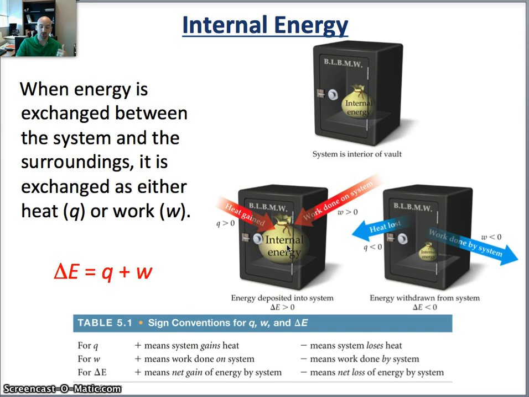Okay, so this means that we can describe delta E as just equal to Q plus W. All right, so if heat is added to the system or work is done on the system, the internal energy increases, whereas if heat is lost or work is done by the system, then we start to lose internal energy. Okay, and so here we can really define the different sign conventions for heat, designated as Q, work, designated as W, and delta E as well.